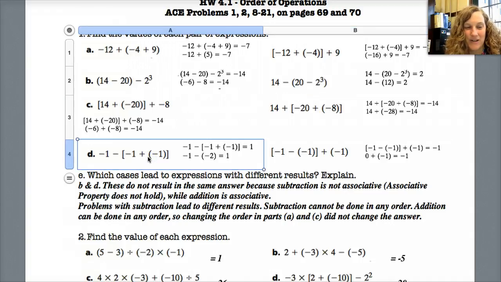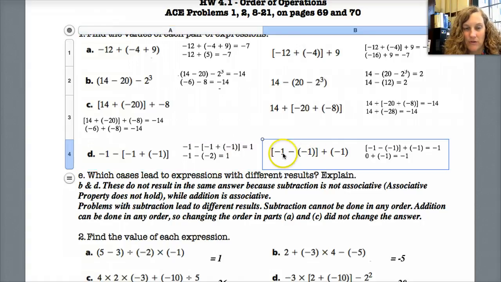This one has a lot of ones, but they're all in brackets, so you just have to pay attention. Negative 1 plus negative 1 is negative 2. Negative 1 minus a negative 2 is negative 1 plus 2, so that gives you a positive 1 for the first part of D. Here we have to do negative 1 minus a negative 1 first, and that gives you a 0. Negative 1 plus 1 is 0, plus a negative 1 is negative 1. So D, you get positive 1 for the first one and negative 1 for the second one.